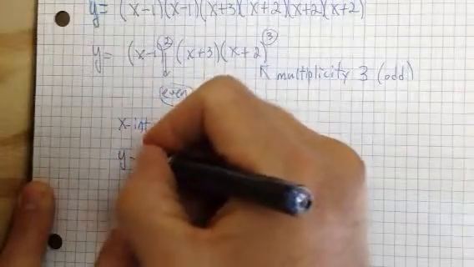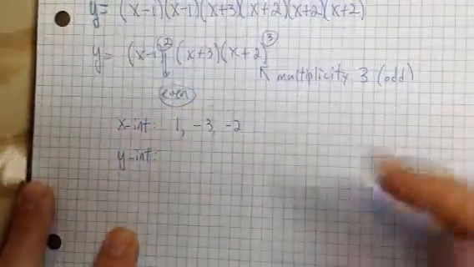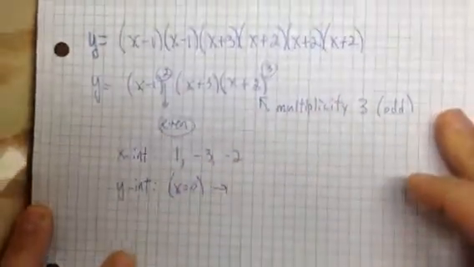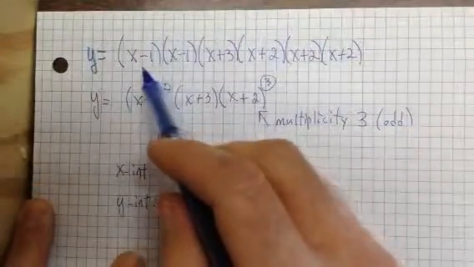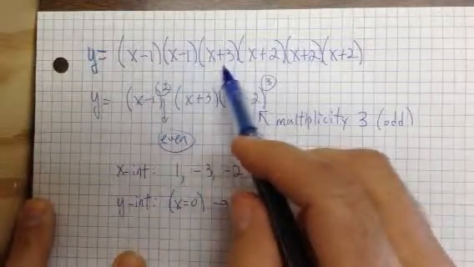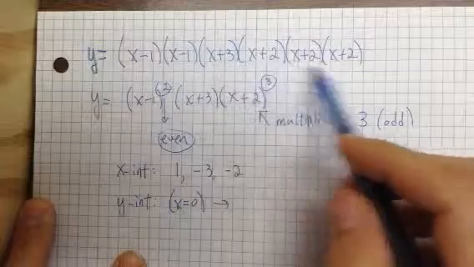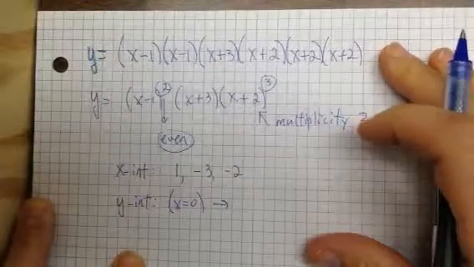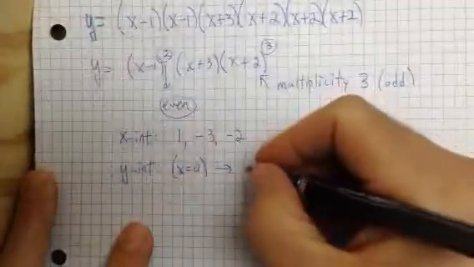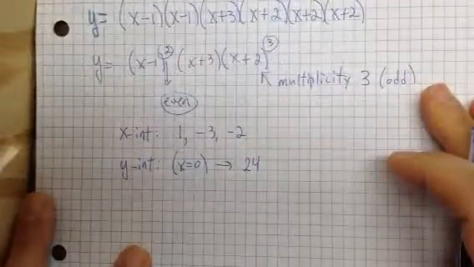We also want to identify the y-intercept. That occurs when x equals 0. So we go back to our equation and put in x equals 0. We're multiplying these numbers. So we have 1 times 8 times 3, which is 24. So the y-intercept is 24.